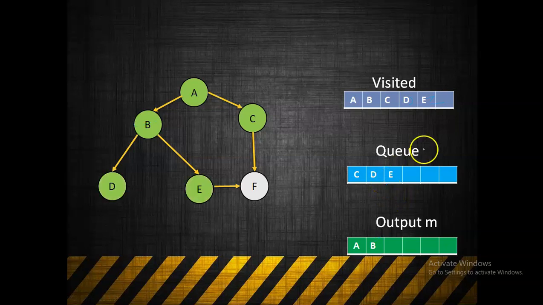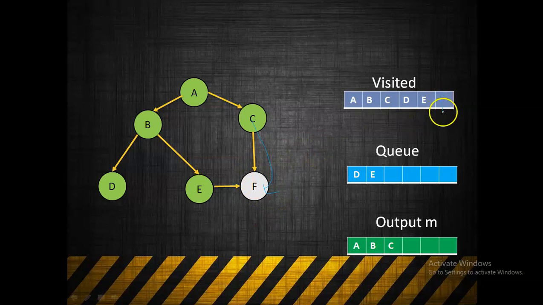Next stage. Now the top of the queue, the first element of the queue, is C. So C is popped and moved to the next location. Now C has been moved. The child of C is F.